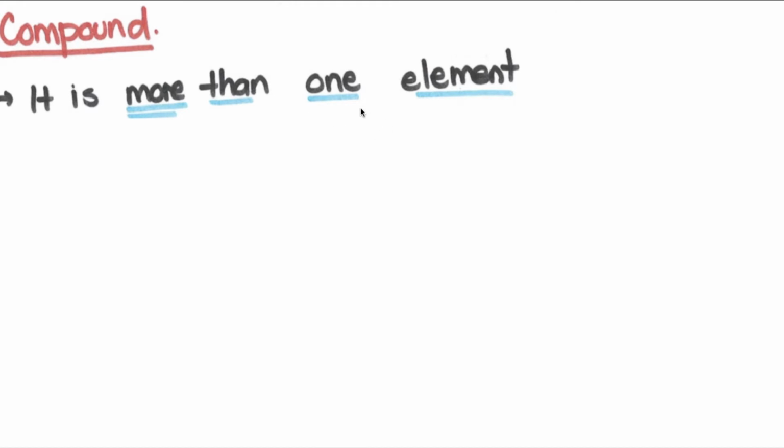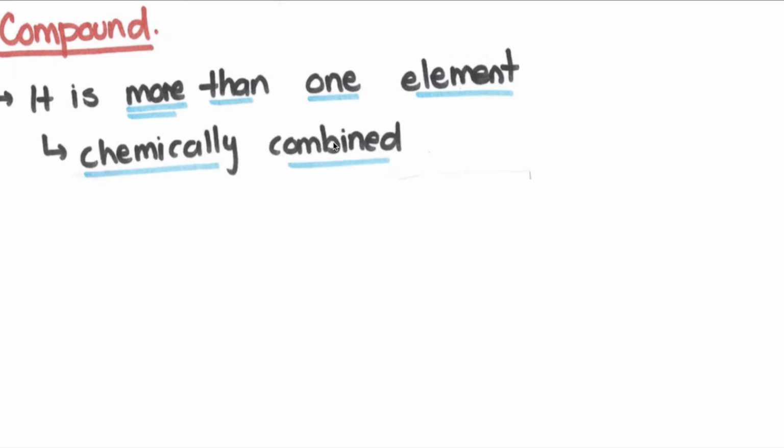So it's when we combine two elements from the periodic table. And this is very important, girls. These ones are chemically combined. They're not only physically combined, they are actually chemically combined. So the structure actually changes. And that's very, very important for you to know.